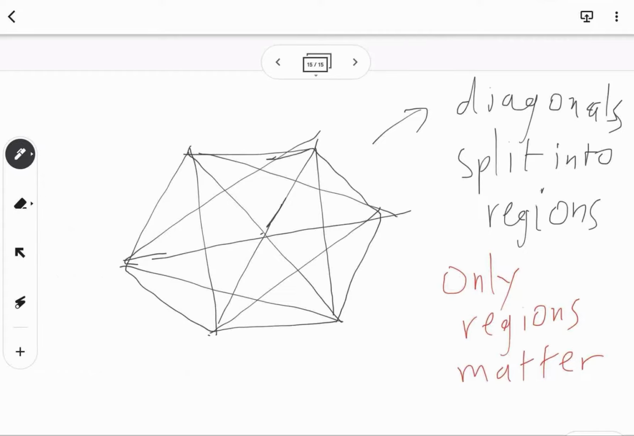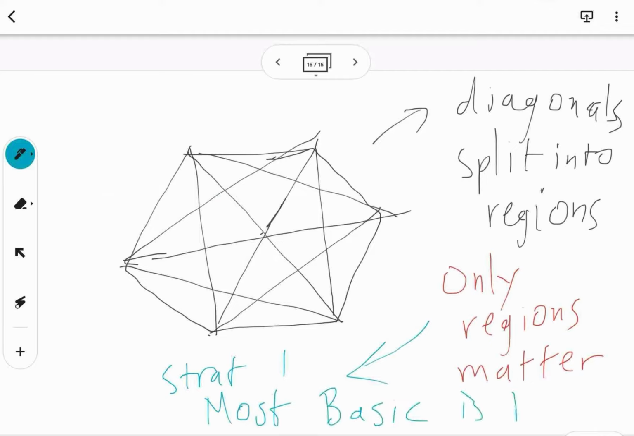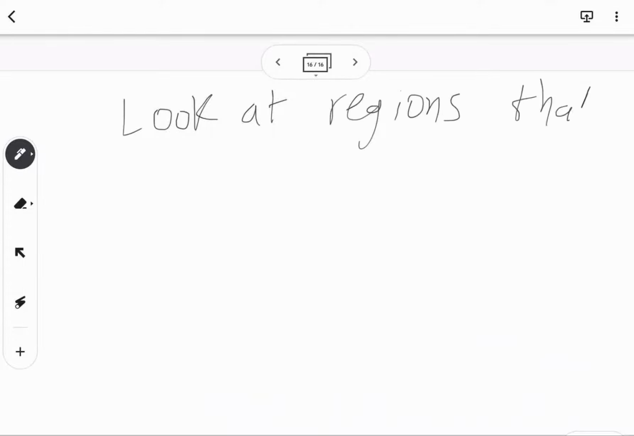So I guess here, in this case, we're looking at the most basic strategy 1. Most basic is regions, right? Regions are the most basic thing in this problem. In particular, we want to prove for all regions, right? So why don't we look at regions that are next to each other? Because if we want to prove that they're both even, then the difference of the number of triangles should be even, right? Adjacent.